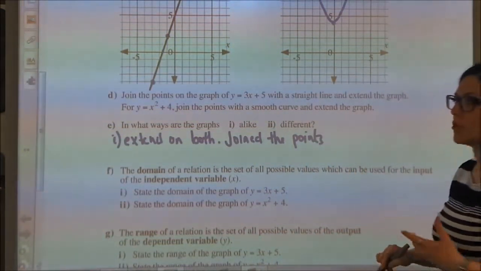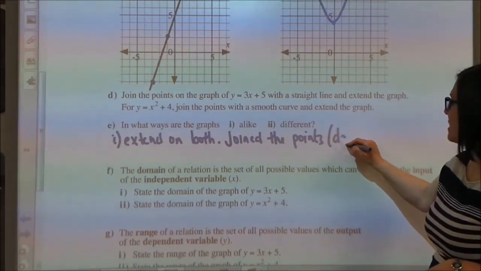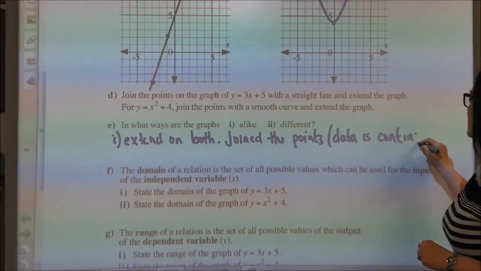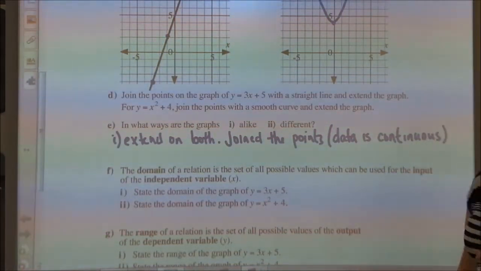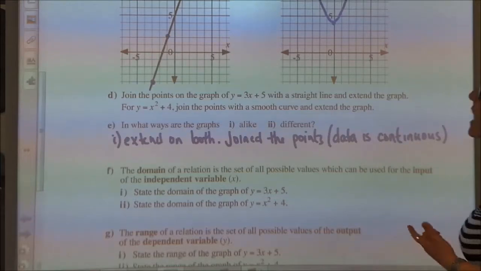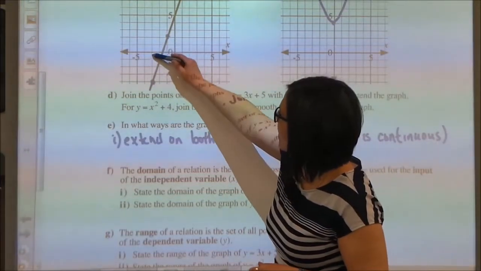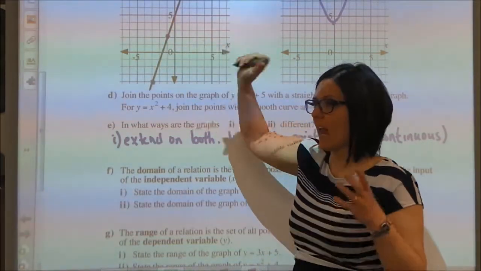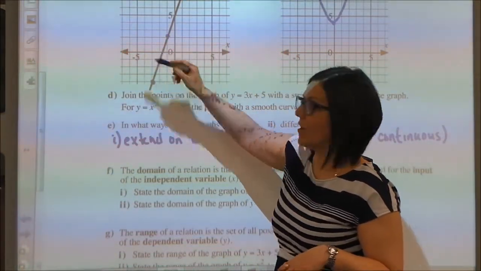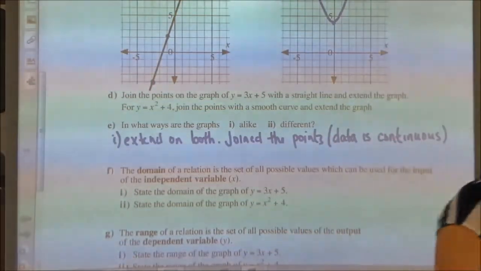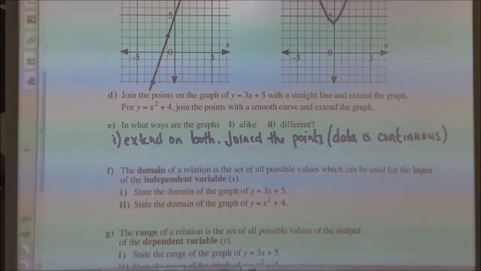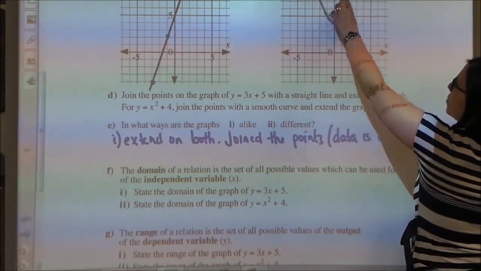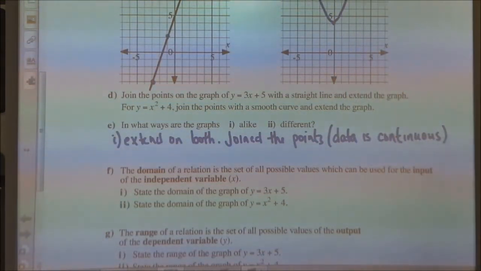The reason why we joined the points is because the data is continuous. What that means is that there can be values between -2 and -3 and -1. I can have a multitude of inputs and outputs. The same thing with this one: I can have values between 0 and +2 on this graph. That's what makes it continuous.